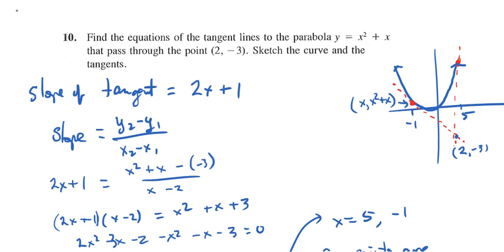Okay, so question number 10. This is Calc 30, and this is section 2.3. So this question says, here's a parabola, and I've just sketched it out for you. That's the parabola right here.